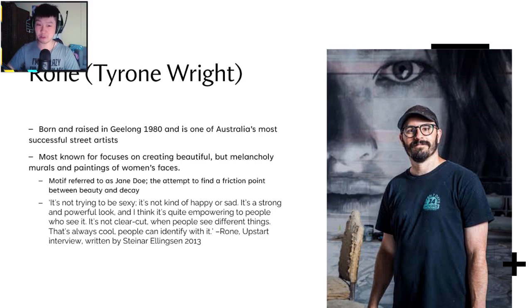His motif is usually referred to as Jane Doe, which is the attempt to find a friction point between beauty and decay. And this is a quote from him: "It's not trying to be sexy. It's not kind of happy or sad. It's a strong and powerful look. I think it's quite empowering to people who see it. It's not clear cut. When people see different things, they're always cool. People can identify with." So yeah, this is kind of an insight into what he likes to do, and he just wants to draw really powerful murals of people.